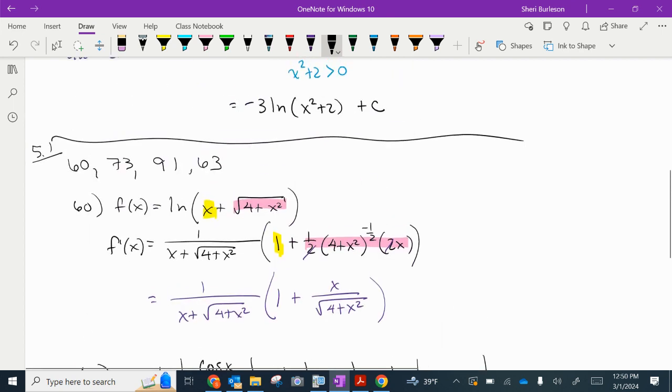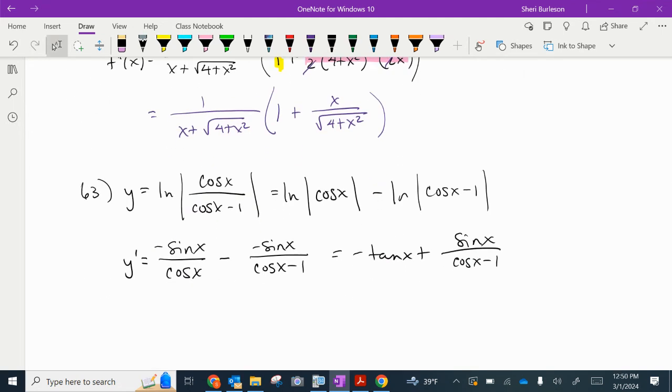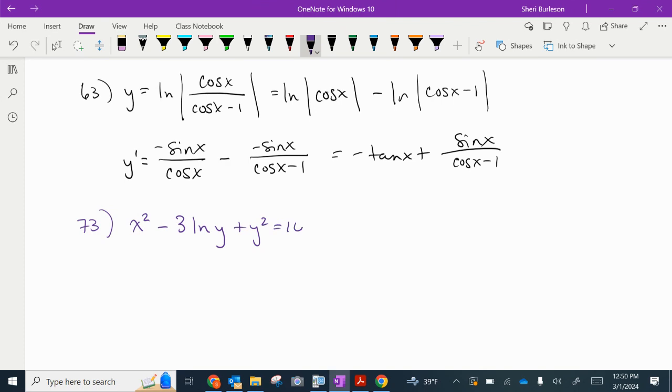Next question was 73. 73 is implicit differentiation. So I have x squared minus 3 times the natural log of y plus y squared equals 10.